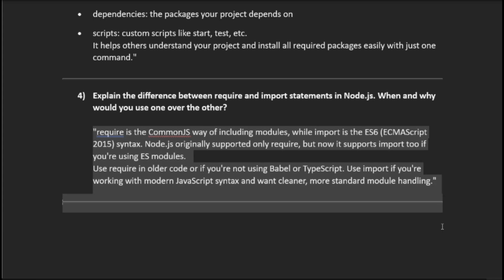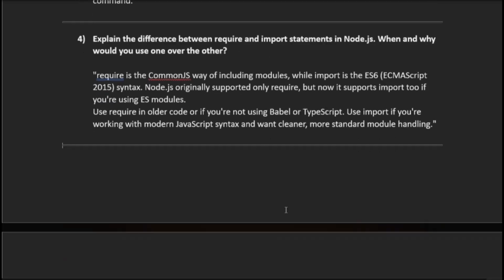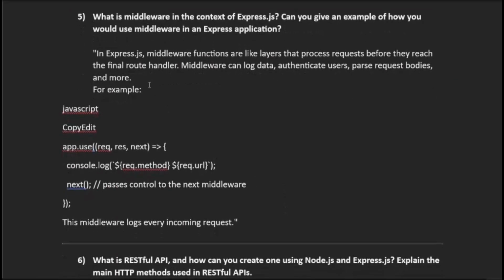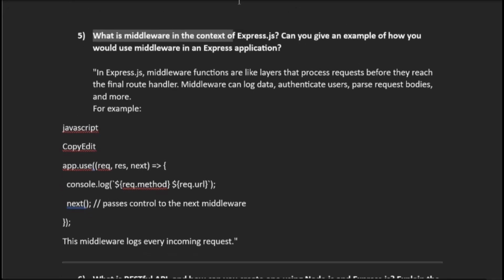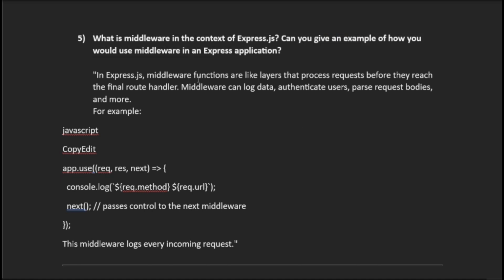What is middleware in the context of Express.js? Can you give an example of how you would use middleware in an Express application? In Express.js, middleware functions are like layers that process requests before they reach the final route handler. Middleware can log data, authenticate users, parse request bodies, and more. For example, app.use(request, result, next).